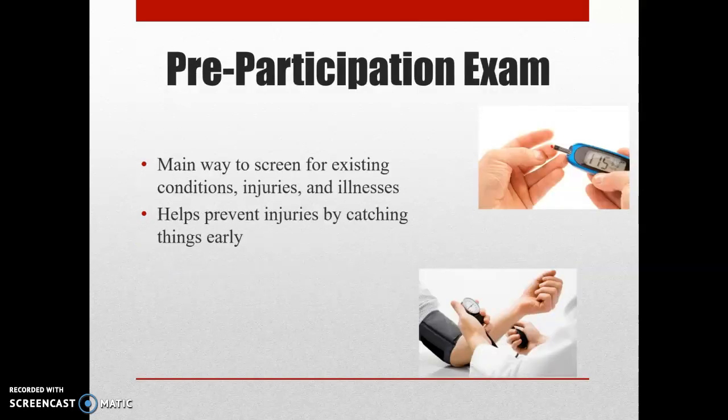And also something that people don't realize, but the pre-participation exam is one very, very important piece of protective equipment, or a protective examination. The reason for that is that it's going to help screen and look for any existing conditions, illnesses, or pre-existing injuries that an athlete might have when they're coming into the season. It can also help prevent injuries by catching things early. So if someone's walking a little bit differently, or you notice a difference on one side of the body versus another, you can target it early and help prevent any consequential injuries from that issue.